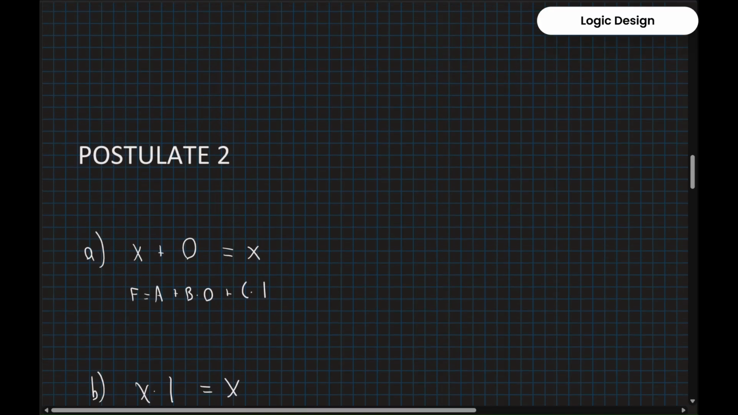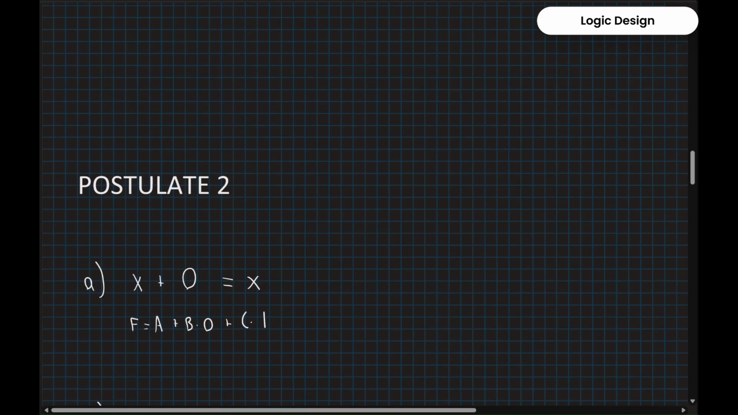All right, now we're going to postulates. The first postulate is X plus 0 equals X. I'm just going to be going over the most important postulates that we're going to be covering in logic design. So what does this mean? If you were to add 0 to anything, it wouldn't change the value. This is pretty straightforward, self-explanatory, but I have an example right here.